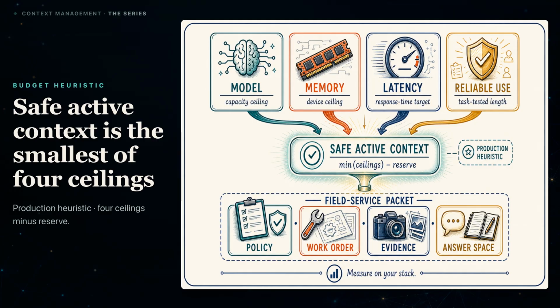How do we turn that gap into a usable budget? Measure 4 limits separately: the model's accepted capacity, the device's memory ceiling, your response time target, and the longest context the task uses reliably. Do not hide those limits behind one SLM label. Safe active context is the smallest measured ceiling, with space reserved for reasoning and the final answer. This is a production heuristic, not a provider formula.